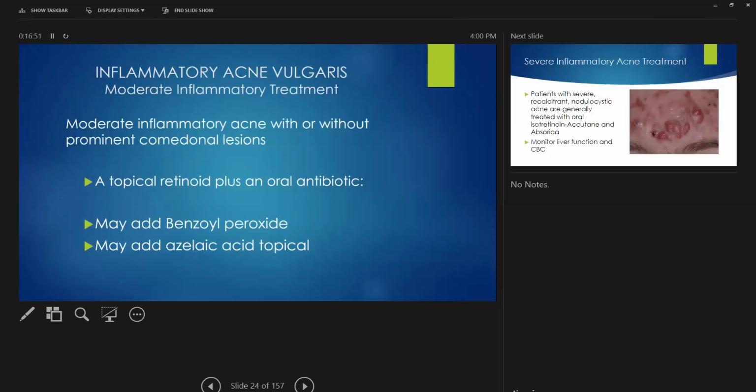So inflammatory acne, now we're moving on to the treatment here for our moderate inflammatory treatment. Basically you have the non-inflammatory treatment, and now you have your inflammatory moderate treatment. So moderate inflammatory acne with or without prominent comedonal lesions, you want to start them on a topical retinoid plus an oral antibiotic. Now you can add the benzoyl peroxide. Remember, that's that keratolytic agent that kind of cleans off and sloughs off the dead cells. And then you can also add the azelaic acid, which kind of does the same thing.